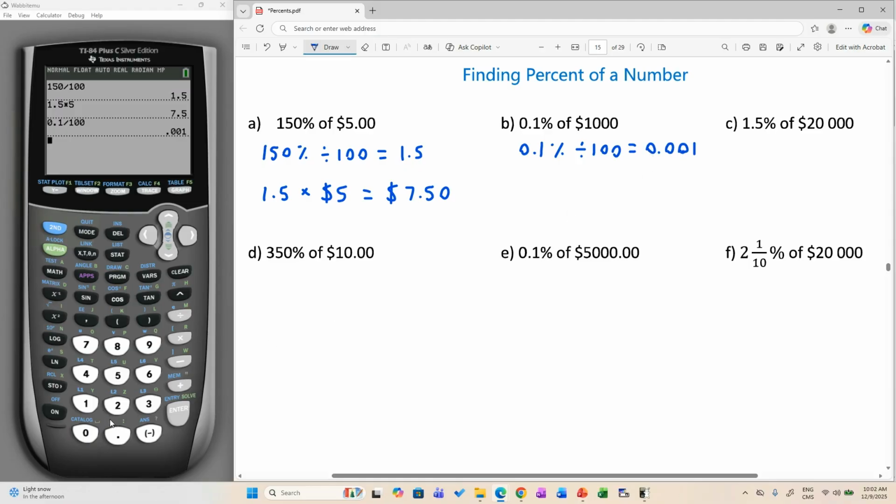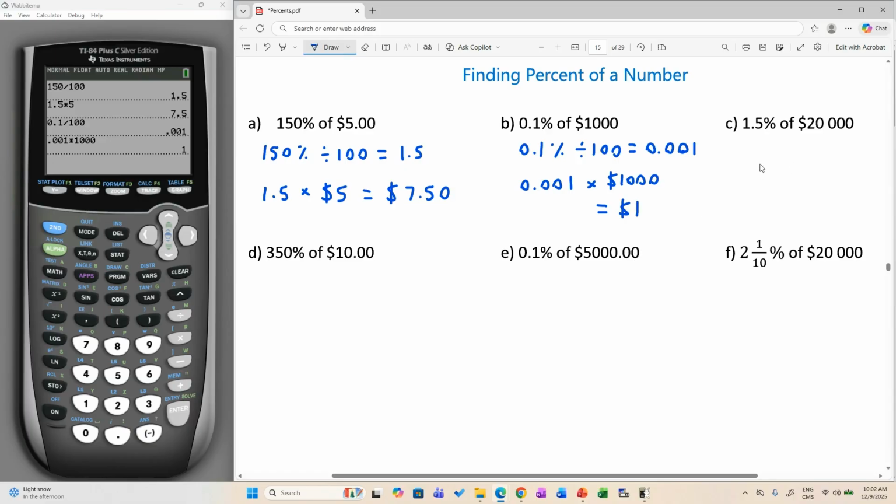I'm now going to take my 0.001 and multiply it by my value here, which happens to be 1,000. So upon doing so, 0.001 times 1,000, I'm going to get 1. So my answer, what is 0.1% of 1,000, is going to be $1.